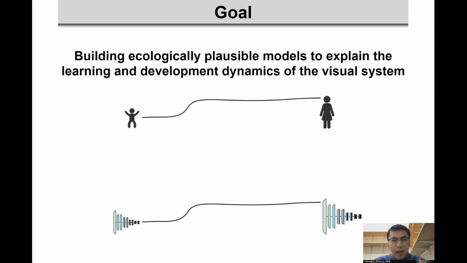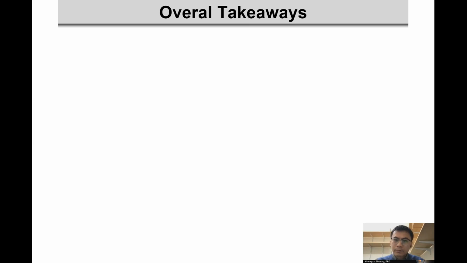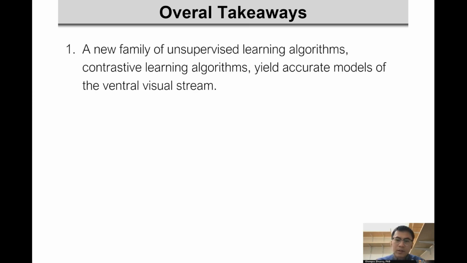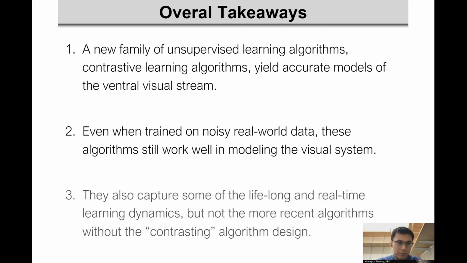So in this talk, I will talk about how we can now build ecologically plausible models that can learn from the same data stream as children and adults perceive, and then develop just like them. Now, the overall takeaway from this talk is that I identified a new family of unsupervised learning algorithms called contrastive learning algorithms, yield accurate models of the ventral visual stream. And even when trained on noisy real-world data, these algorithms still work well in modeling the visual system.